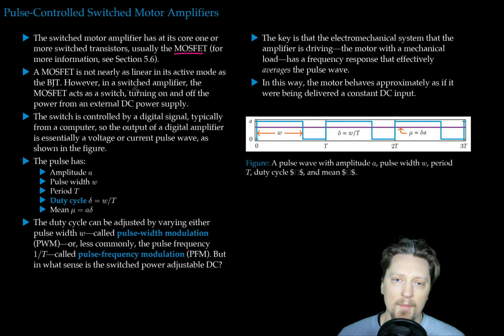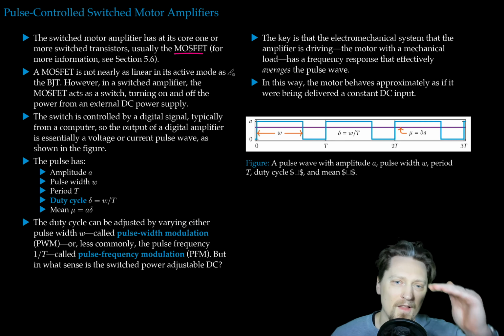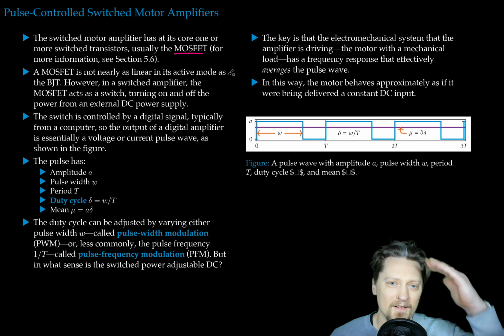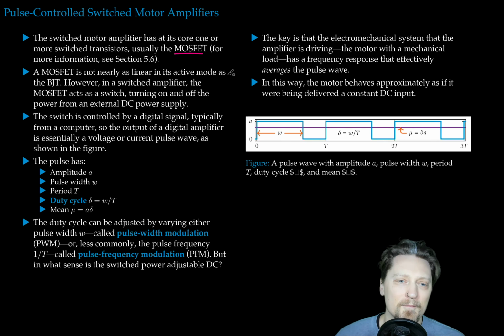However, in a switched amplifier, the MOSFET acts as a switch, turning on and off the power from an external DC supply. So we don't operate it at varying levels. We operate it only in on or off position. The switch is controlled by a digital signal, typically from a computer.